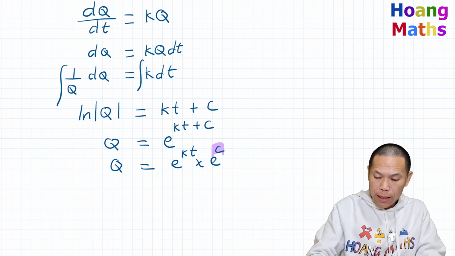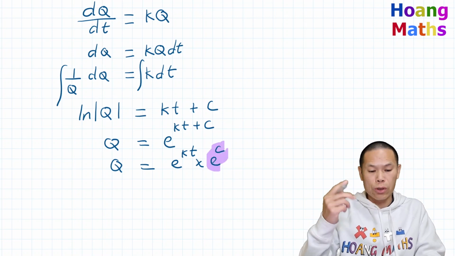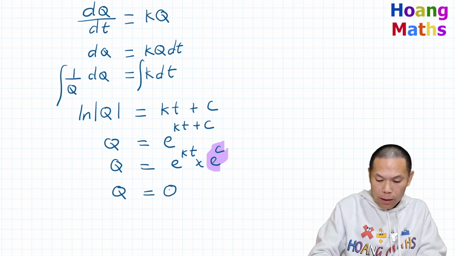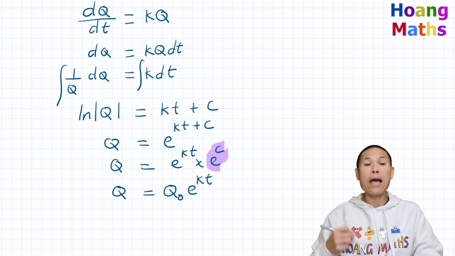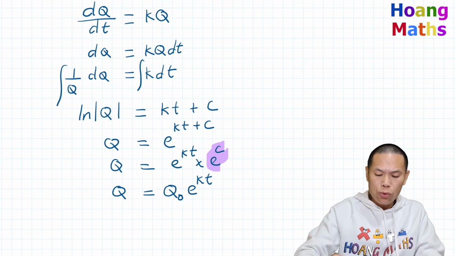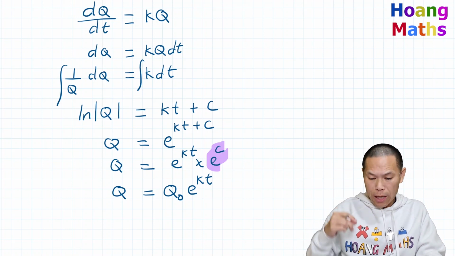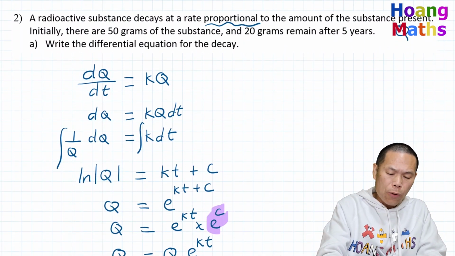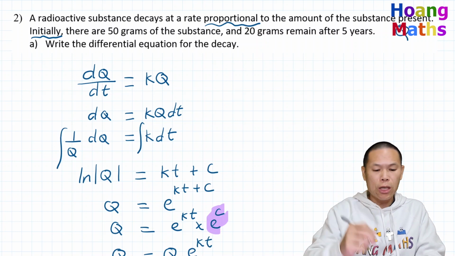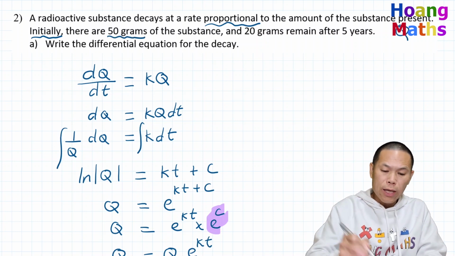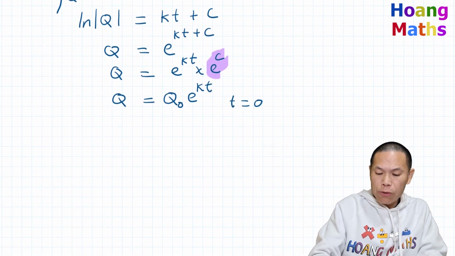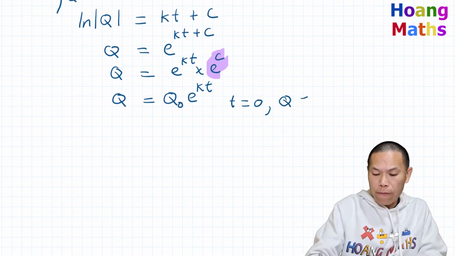And let e to the power of C be Q naught. So that means Q is Q naught e to the kt. Now that is the equation, but we need to find the value of Q naught and k. From the condition given, we know that when t is 0, because initially, Q is 50 grams. So t is 0, Q is 50.